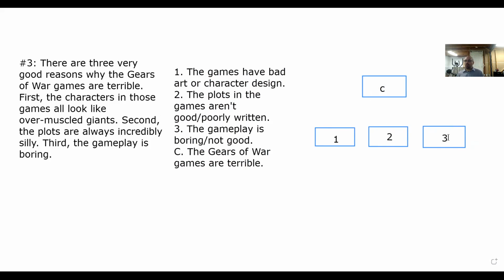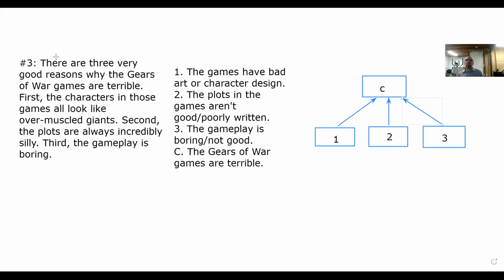So to tell what kind of support these premises use, we should use the same test we've been using all this time. The games have bad art or character design, therefore they're bad. That makes sense. That by itself does seem to be a reason to think that the game is bad. The plots in the games aren't good or are poorly written, therefore the games are bad. Again, that independently makes sense. That seems to give us a reason to believe that the conclusion is true. And again, the gameplay is boring, gameplay is not good, therefore the games are bad. That makes sense also independently. Each of these gives an independent reason to think that the conclusion is true.